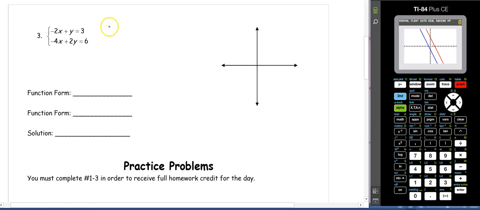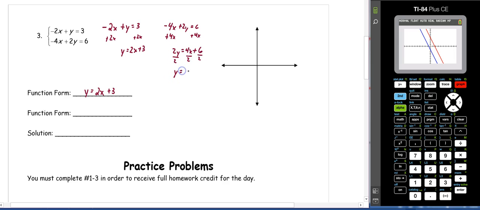Number 3, I have negative 2x plus y equals 3. To solve for y, I'm going to add 2x to both sides. y equals 2x plus 3 is my first equation. Then my second equation, negative 4x plus 2y equals 6. In order to solve for y, I'm going to add 4x to both sides, so 2y equals 4x plus 6. I'm going to divide everything by 2, so y equals 2x plus 3. Notice that these are the same equation.